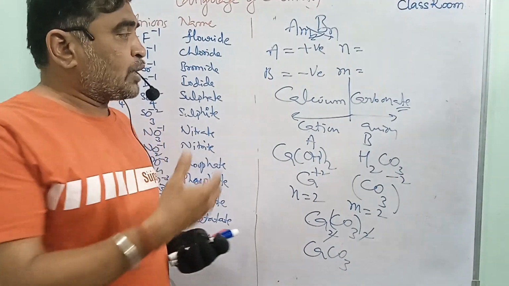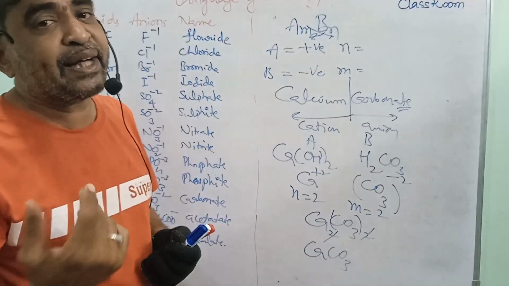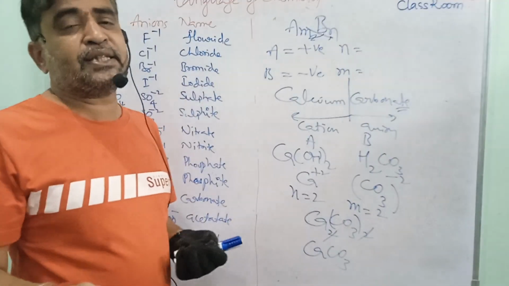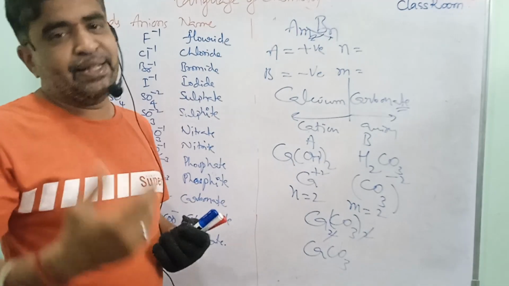And a compound has some special characteristics. What are the special characteristics we have? In part 3 we'll discuss.